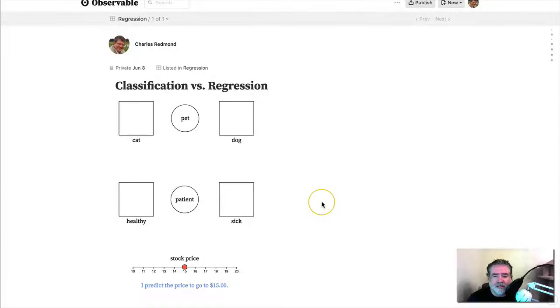Hi everyone. I'd like to do a collection on regression, and I thought that the first thing I could do is just describe the difference between classification and regression. So I'm going to do that here. So let's start with classification.